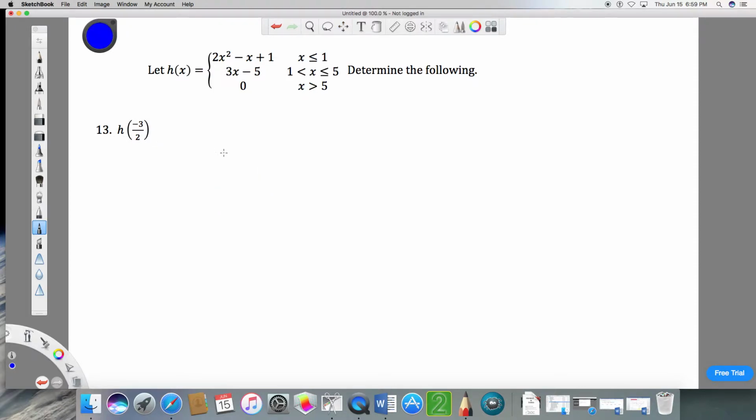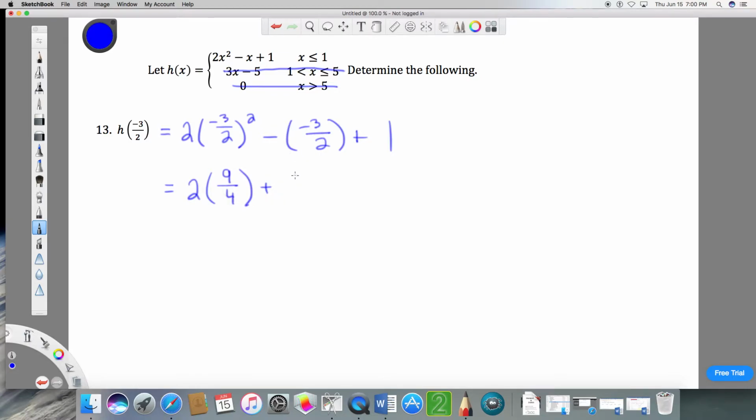To evaluate this function when x is negative 3/2, well, that's a negative number, so it's clearly less than positive 1. So I'm not going to use this middle equation or this bottom one. I'm going to use the top one. And everywhere I see an x, I'm going to replace it with negative 3/2. Now I just have to be careful in doing this arithmetic. When I square a negative number, it becomes positive. And when I square this, I get 9 over 4.